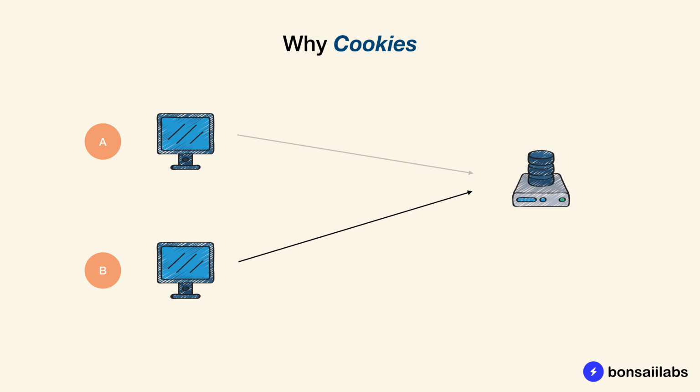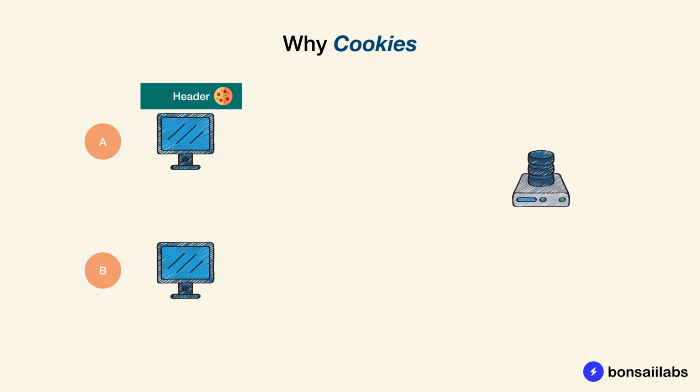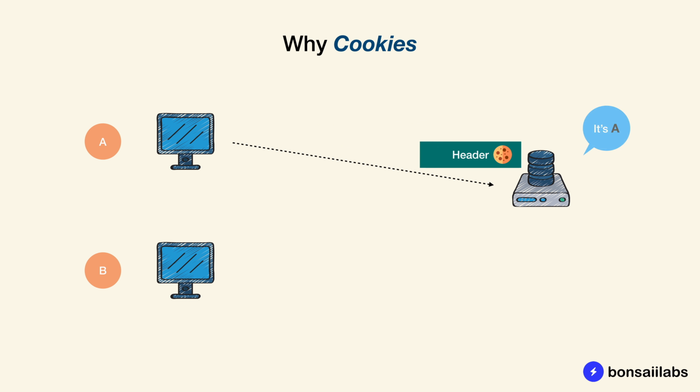So when a request comes to the server, it sets a cookie in the HTTP response header and sends it back to the client. The client, in the subsequent request, sends the cookie to the server. That's how the server solves the problem of knowing who the sender is. Let's see that in action.